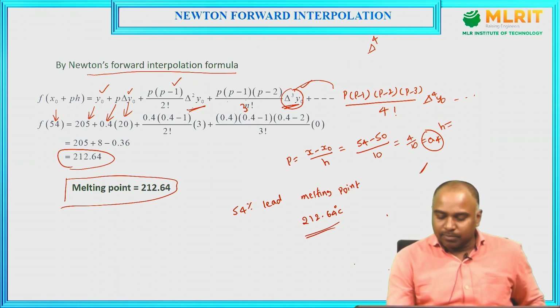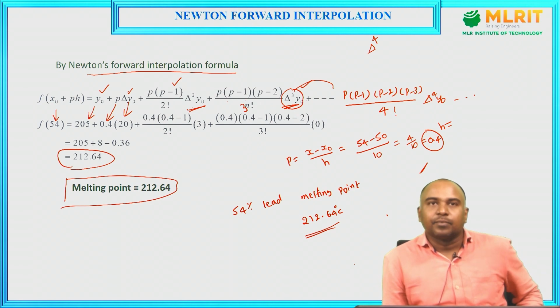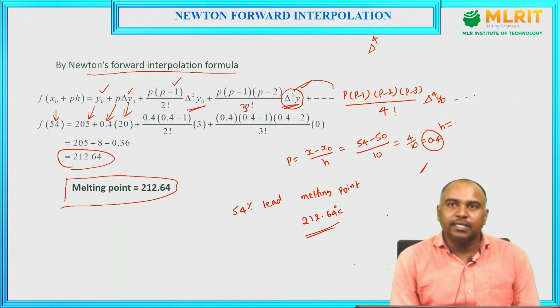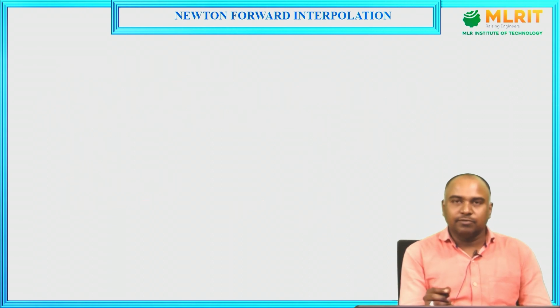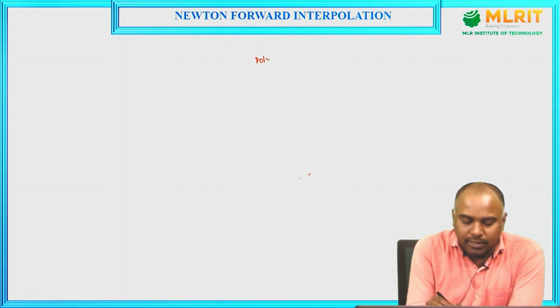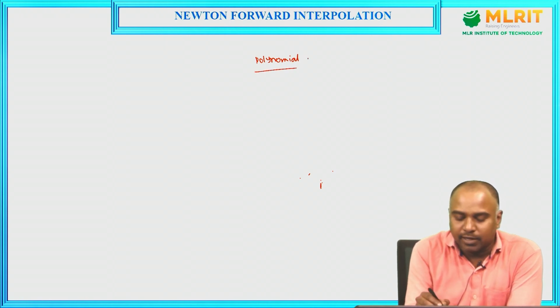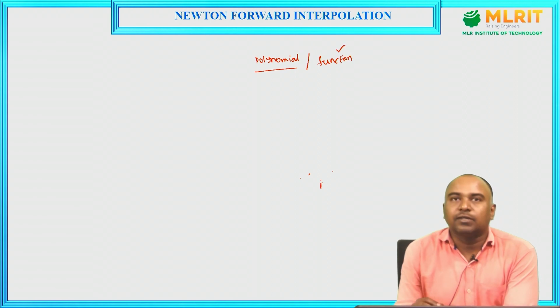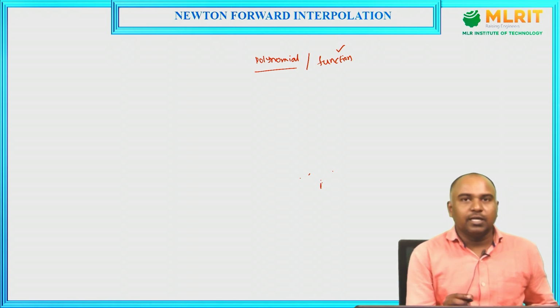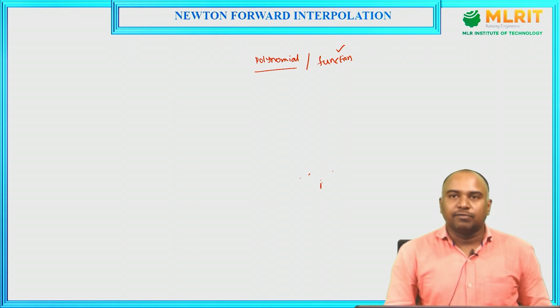This is one of the applications where we find the unknown value if it is located at the beginning of the table. Sometimes we may need to find the polynomial, that is, what kind of function is involved. That kind of polynomial or function we can find. That is also one of the advantages and usages of this interpolation concept. Now we will see how we are going to have that kind of question. We will see now.